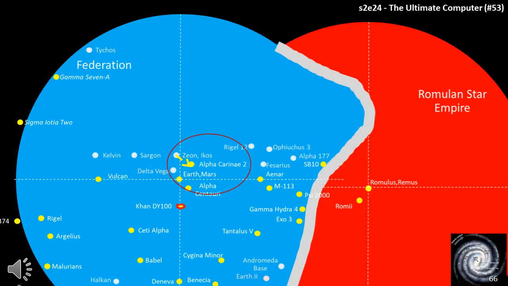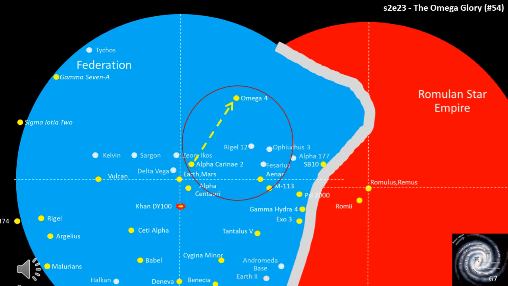In The Ultimate Computer, the Enterprise goes to the uninhabited planet called Alpha Carina 2 to engage in war games, which ends very badly. In The Omega Glory, the Enterprise visits Omega 4 in the outer areas of the Federation. Once again, this may be better off occurring outside of Federation space, but I want to try and stay close to Earth for the last episode of Season 2.